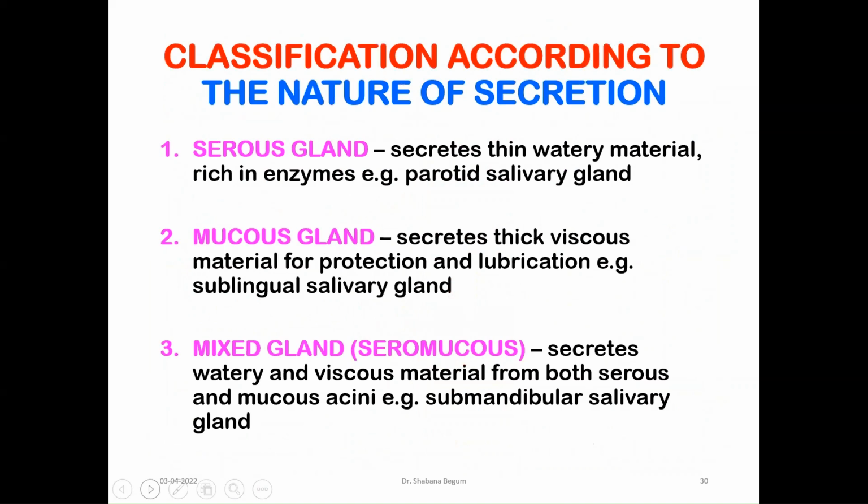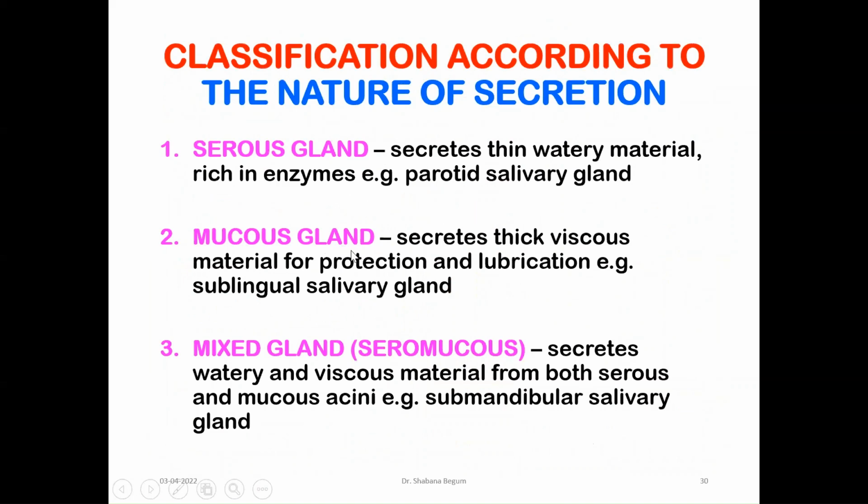Next classification is according to nature of secretion. We have three types: the serous glands, the mucous glands, and the mixed glands or seromucous glands. The serous glands secrete thin watery material which is rich in enzymes. Example is the parotid salivary gland.